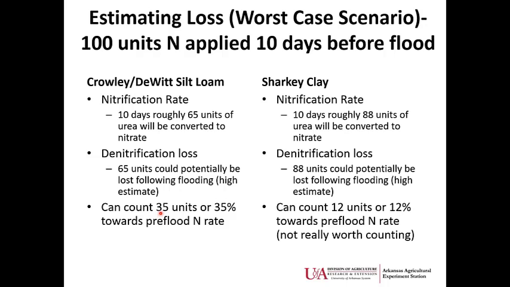Now, if we compare this to a Sharkey clay, so really all we're changing here is the soil texture, but by changing that soil texture, we're speeding up that nitrification rate. And what we find is in that same 10 days, we can roughly convert about 88 units of that ammonium to nitrate. And so what does that mean?